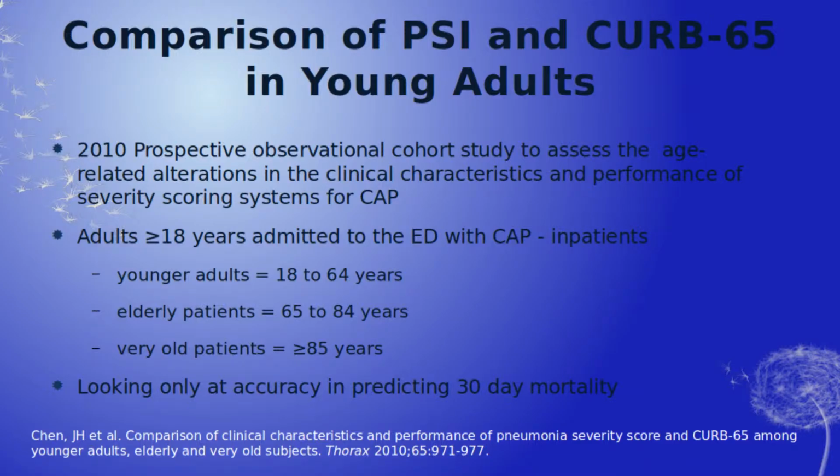So we wanted to look at how well the PSI and the CURB-65 compare when looking specifically in a young adult population. There weren't really any studies that have been done in just young adults, particularly those less than age 50. There was one that I found that was wanting to compare how well these scores performed in 3 different age groups. The younger adult population would be 18 to 64, so not quite the population that we're interested in, but this is the only study I could find. So they wanted to see how accurate these scores were at predicting 30-day mortality.